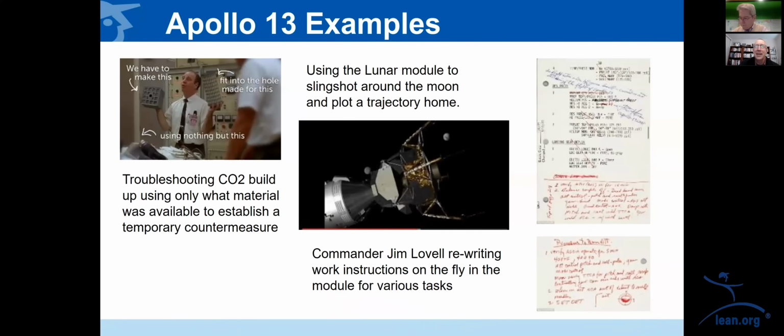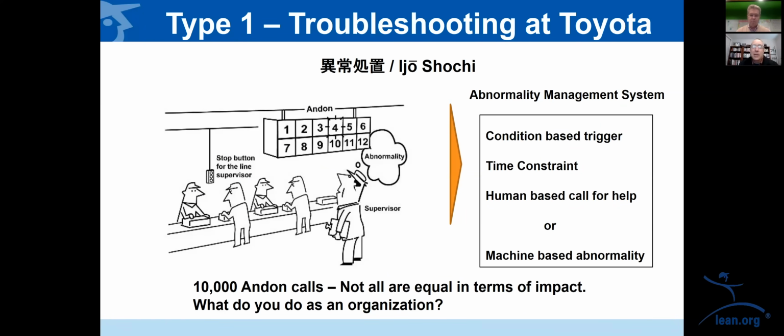So pretty interesting. And this is where I'm going to say, look, there is a flavor of this that goes on, and it's very effective in Toyota. We have condition-based, time-based, human-based triggers. The easiest way to explain this is the andon cord and the call for help system. Technically, in Japanese, this is ijo shochi. It's a better word. It's abnormality management. But in English, most people resort to the term troubleshooting, which again, I think is fine as long as you're clear about what you mean with it.